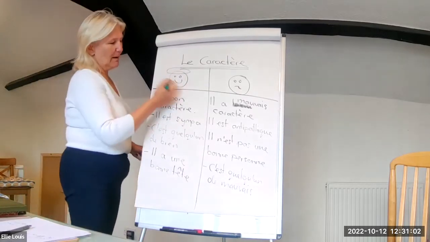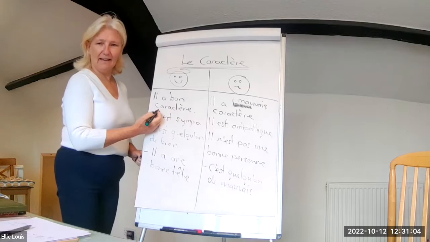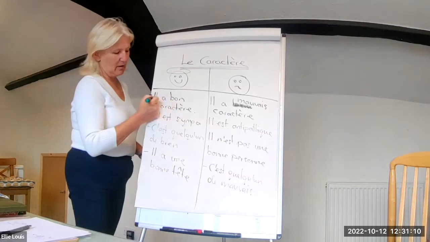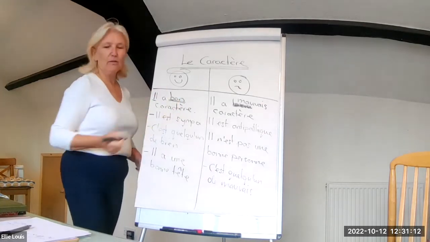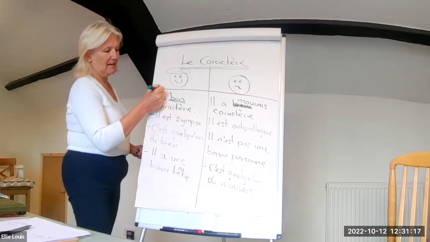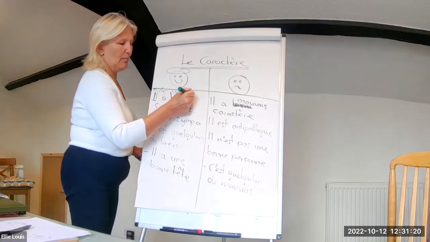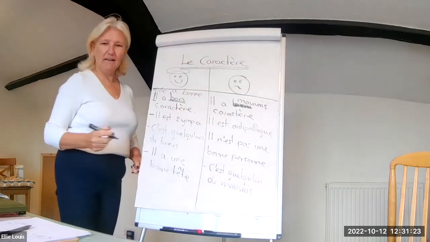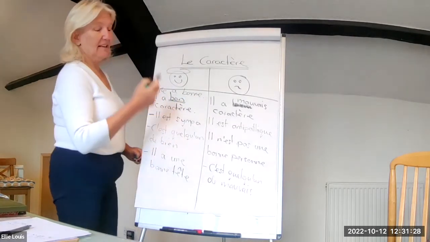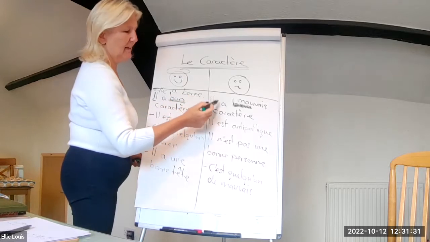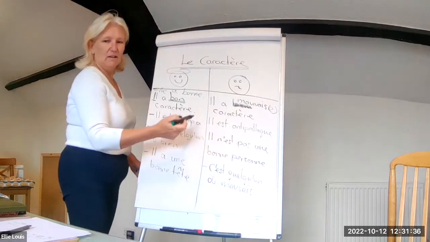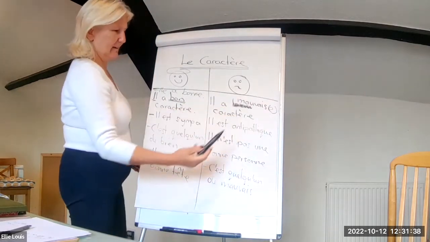So you could talk about this one as being il a bon caractère. If we're talking about il, the adjective is going to agree with him. If it was elle, it would be elle a bonne, obviously we'd have the feminine if we were talking about her. So elle a bon caractère. The opposite is il ou elle a mauvais ou mauvaise caractère.